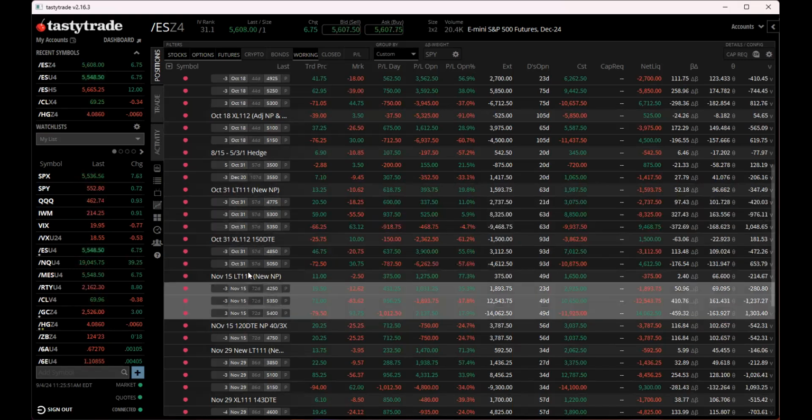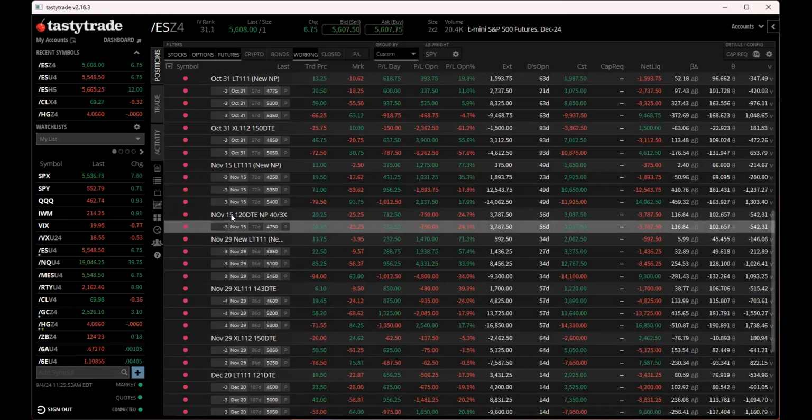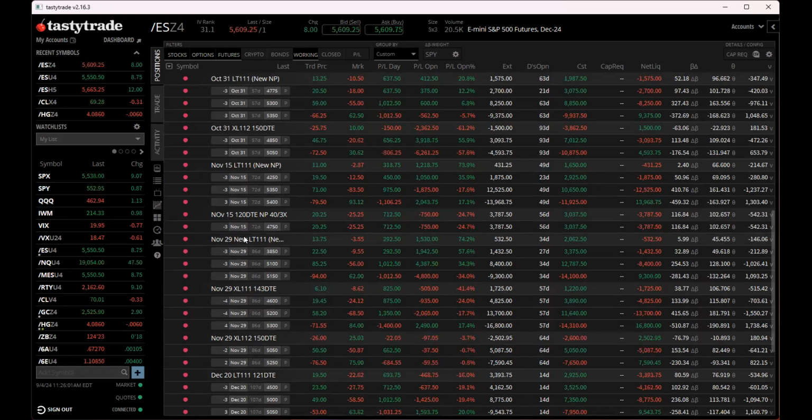111 put debit spread, 111 naked put. This thing's just been floundering around for 2 months, doing nothing. But I just gotta let it keep playing. Okay, it's fine. Down $700, not a big deal.